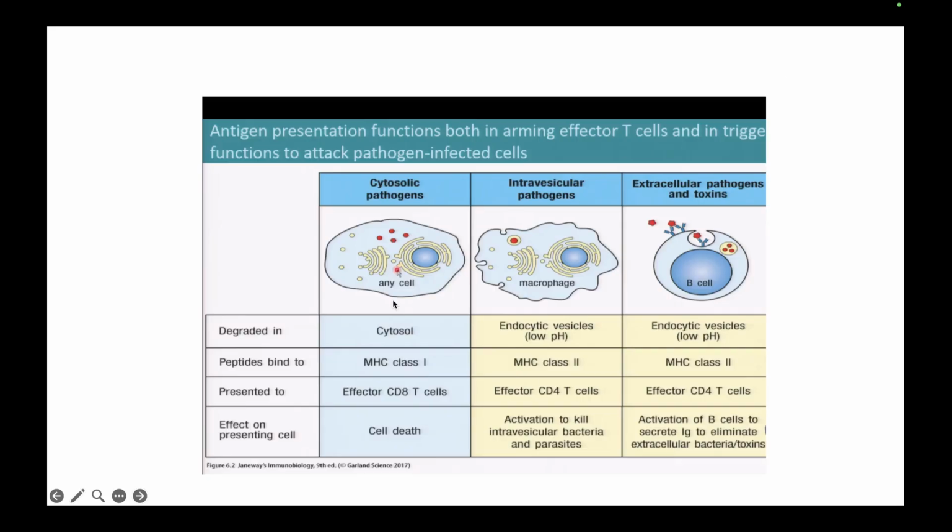On the other hand, apart from the extracellular antigens, we have the cytosolic pathogens, for example from viral or tumor cells. So they have a pathogen which is cytosolic, and these peptides bind to MHC class 1 and are presented to the effector CD8 positive T cells, and the effect of this will be the death of the antigen presenting cells.